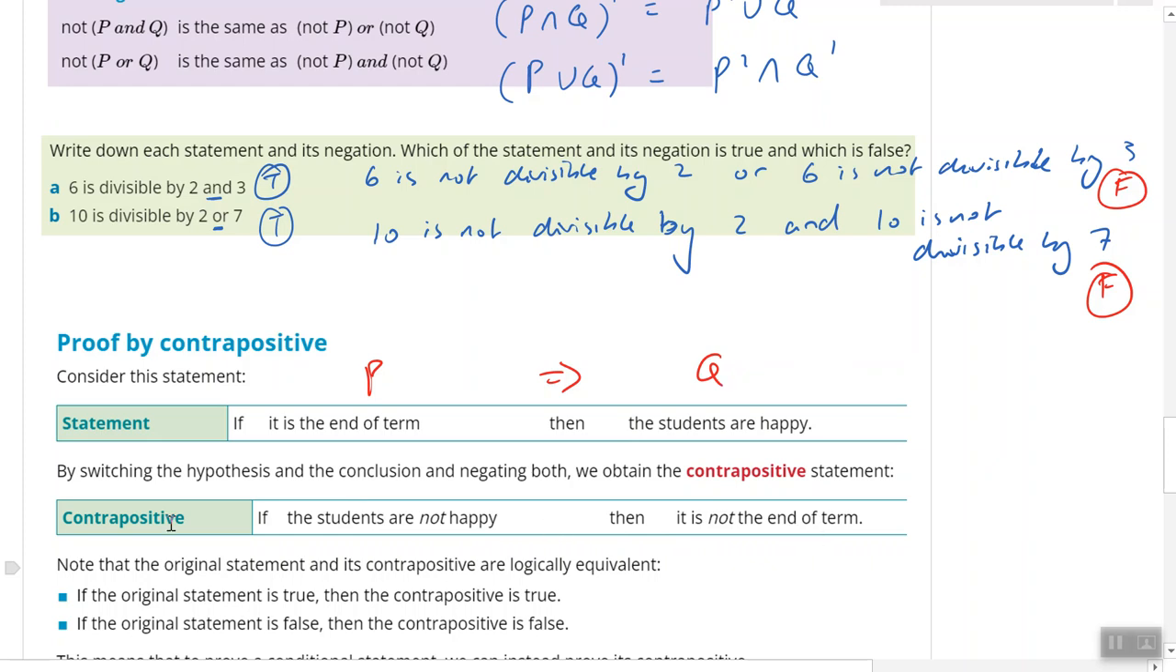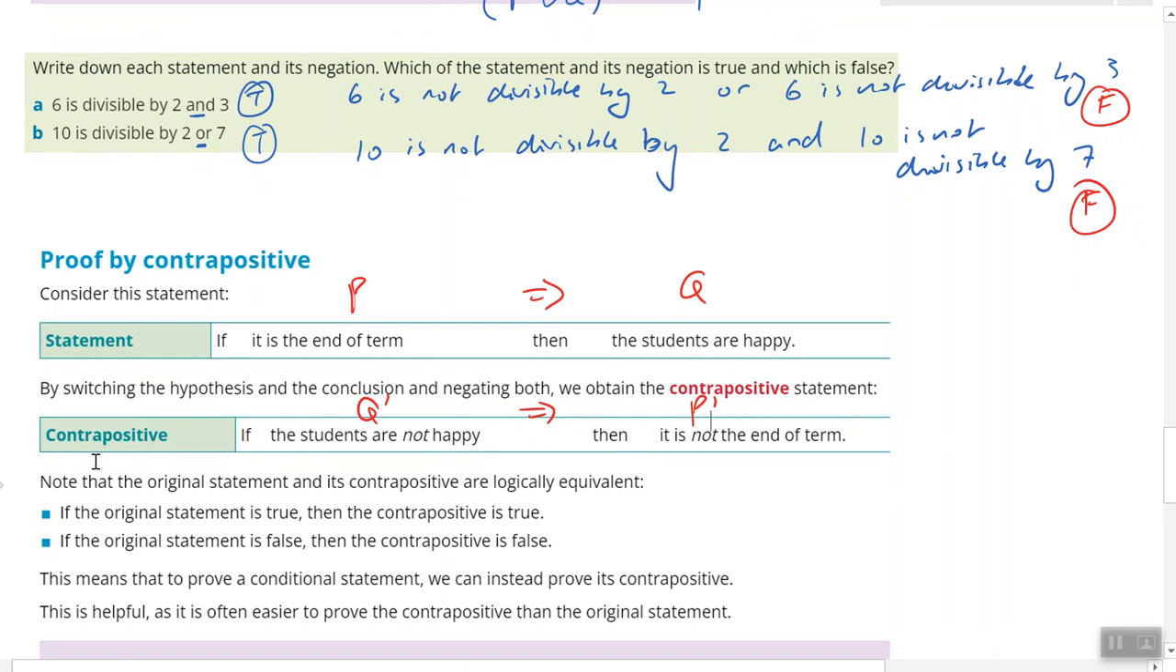Okay, so if Q dash, then it leads to P dash. Really important that we know how to go from an original statement to its contrapositive statement. So Q dash leads to P dash. Now, the original statement and its contrapositive are logically equivalent. So if the original statement is true, then the contrapositive is true. If the original statement is false, then the contrapositive is false. That's important because it underlines the idea of proving the original statement by its contrapositive.